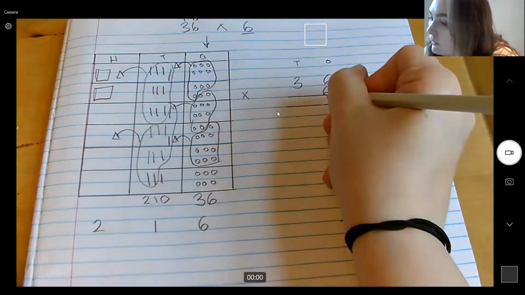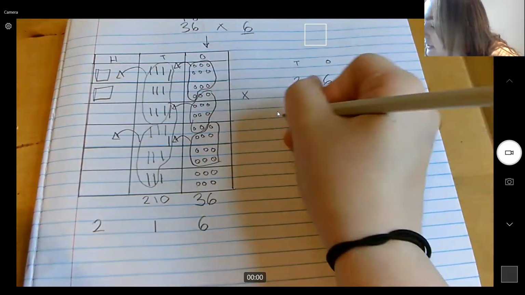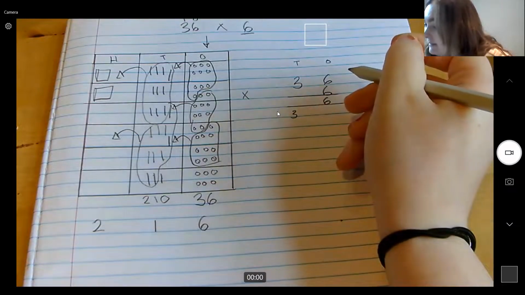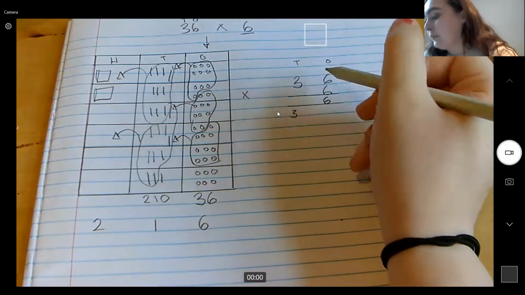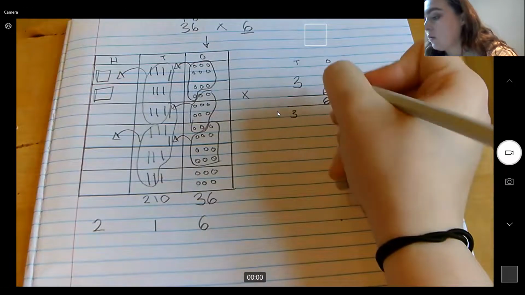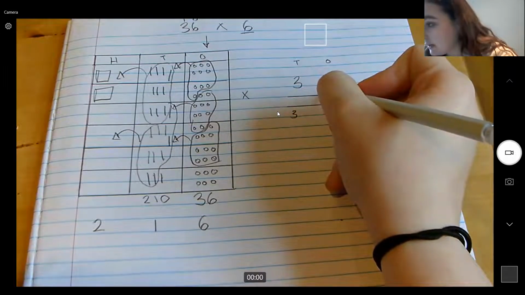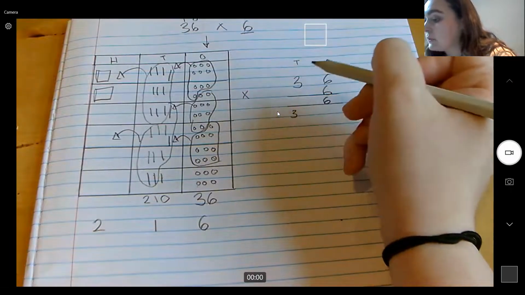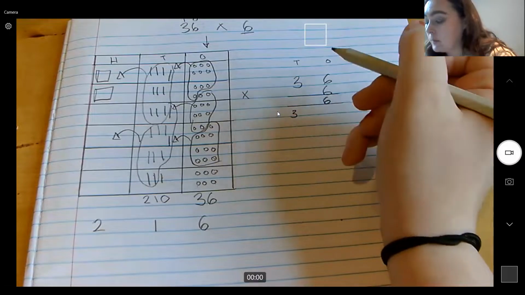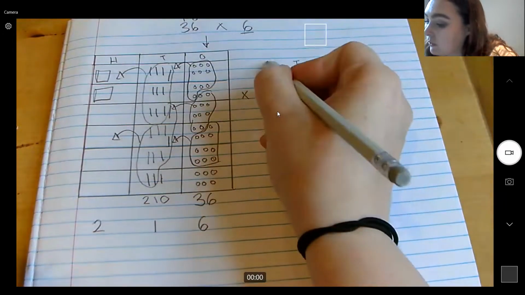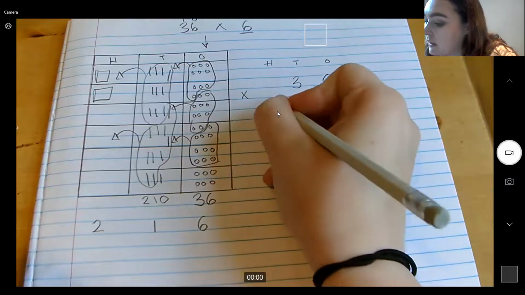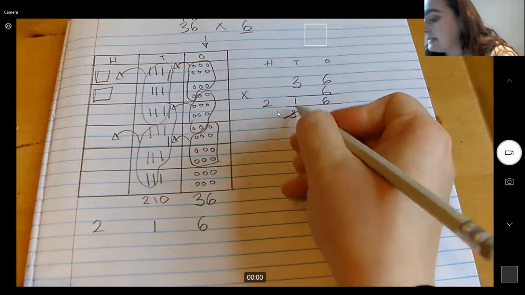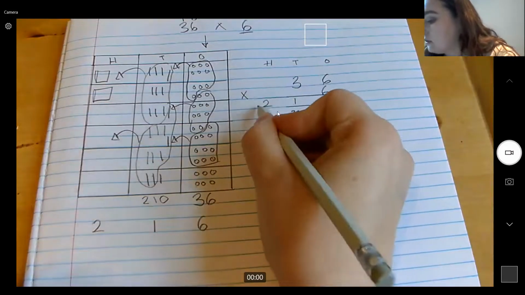So we put the 1s in the 1s column, which is 6, and then we carry the 10s over here, which is 3. We then need to do 30 times 6, or 3 times 6 to make it easier for us, which is 18, then add the 3 we carried, which gives 21. So we then need to make sure we've got our hundreds column in, add it on, and it should be 216. Knock off your 10 here because you've already added it in, and there is your answer.